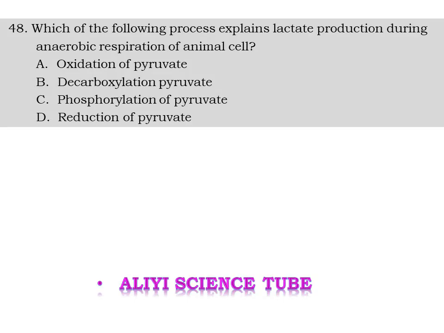Question number 48. Which of the following process explains lactate production during anaerobic respiration of animal cell? A. Oxidation of pyruvate. B. Decarboxylation of pyruvate. C. Phosphorylation of pyruvate. D. Reduction of pyruvate. So the answer is D.